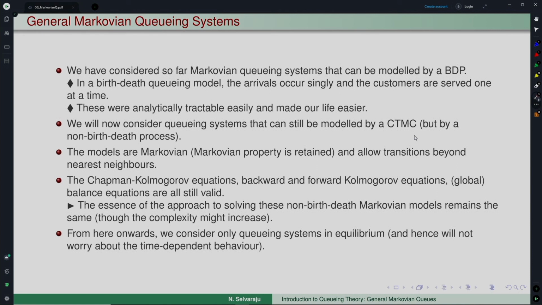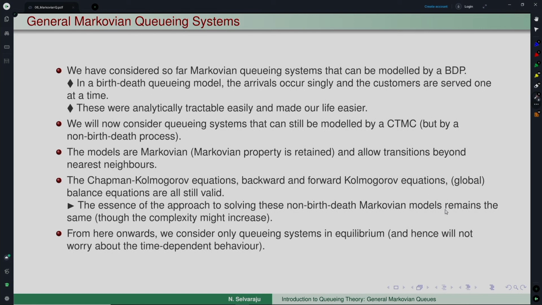Since you are still remaining in the Markovian regime, the Chapman-Kolmogorov equations still hold good, the backward and forward Kolmogorov equations are true, and the balance equations that we write for a general Markov chain are all still valid. That makes the essence of the approach that we have adopted so far in handling a birth-death queuing model remain the same, and it is also applicable and helps us to solve such non-birth-death Markovian models. What then is the difference? The difference is that the complexity might increase, as you might see.